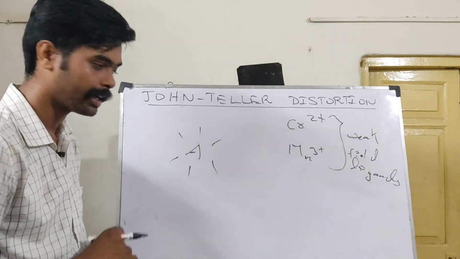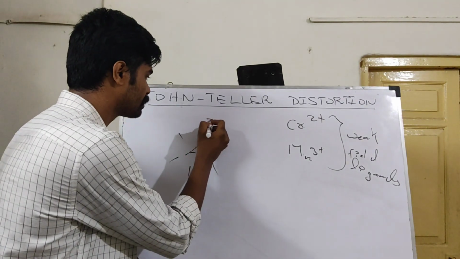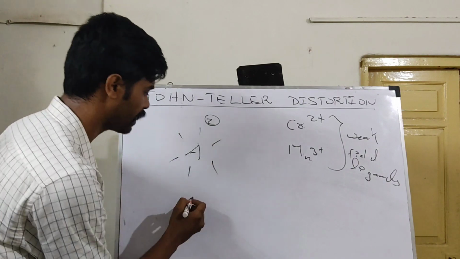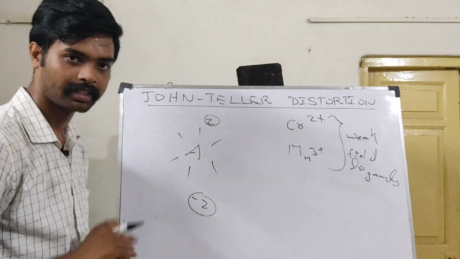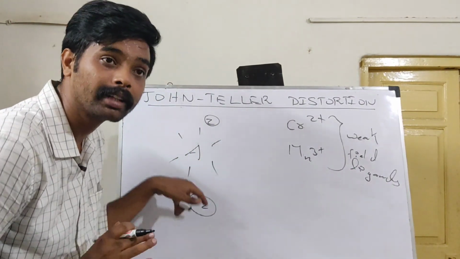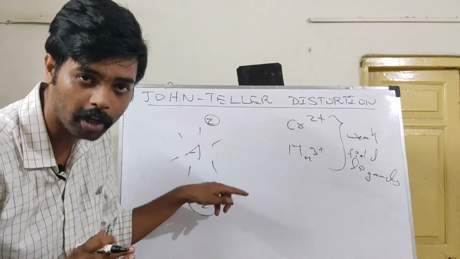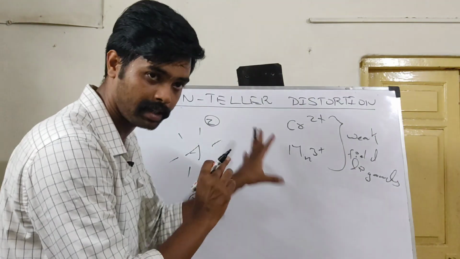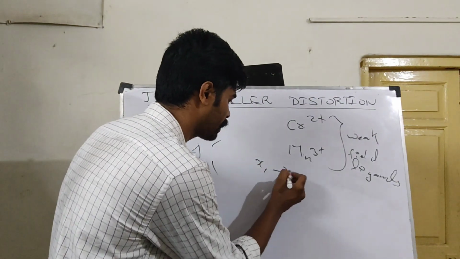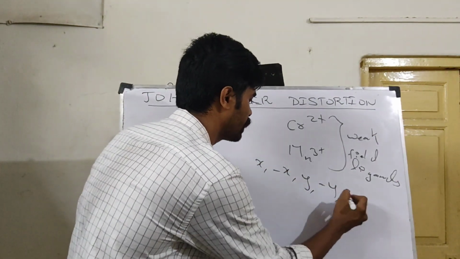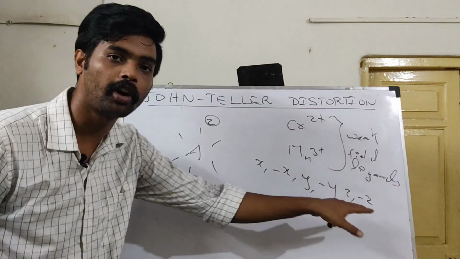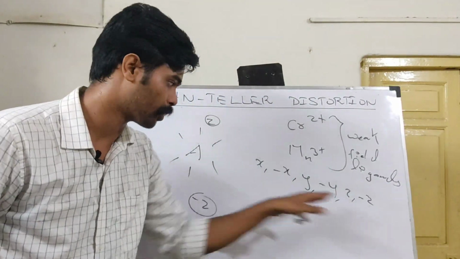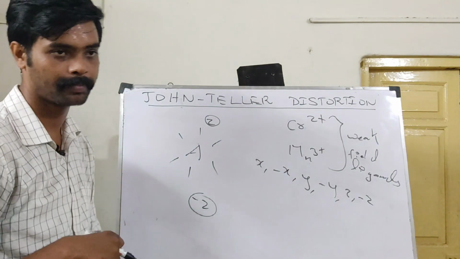Okay, so let me draw an octahedral complex, right? Let me assume that this is the z direction, and this is z, this is minus z. Now hope you know what the directions of ligand approach in an octahedral complex are. There are going to be 6 directions of ligand approach, and we'll just put them along x, minus x, y, minus y, z and minus z. These are all the directions of ligand approach. 6 directions, 6 bonds, right?